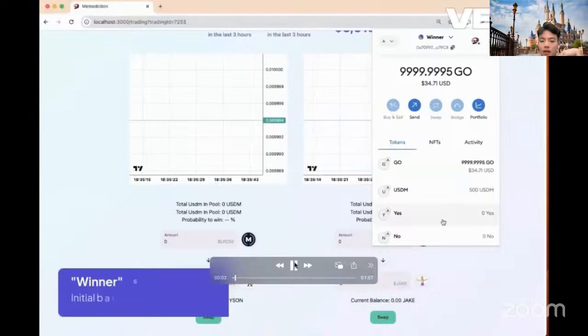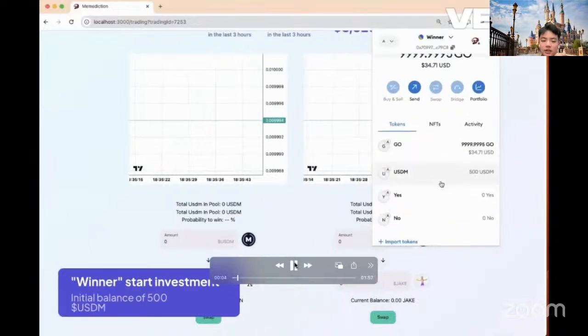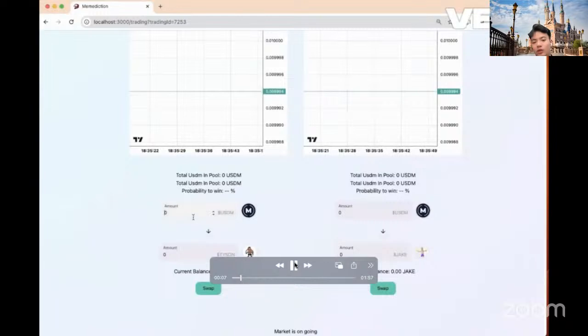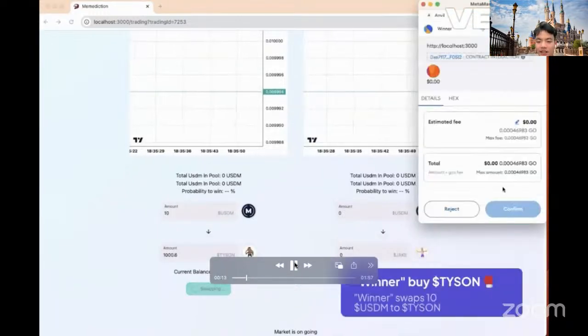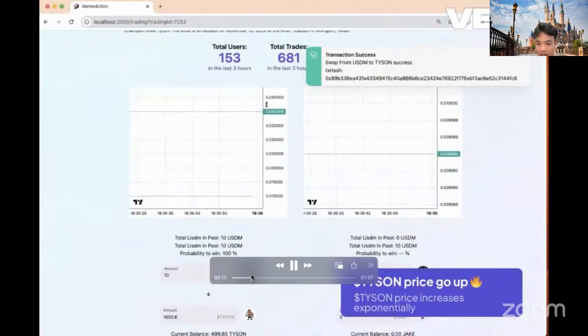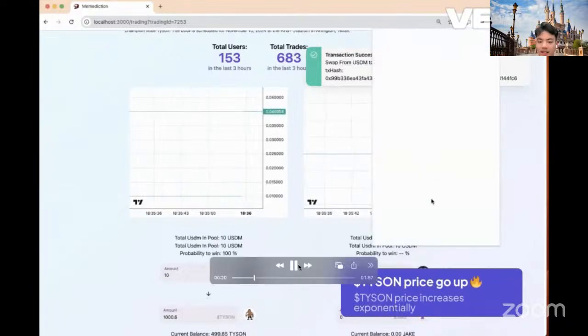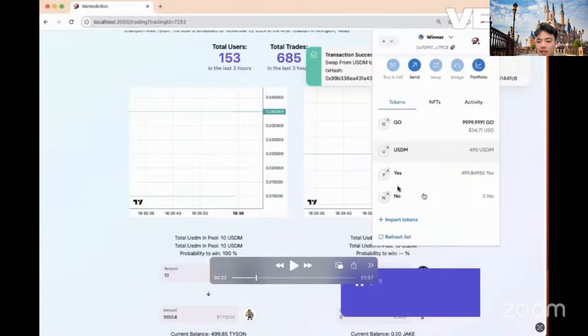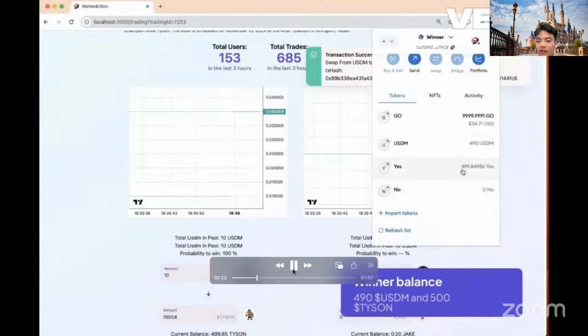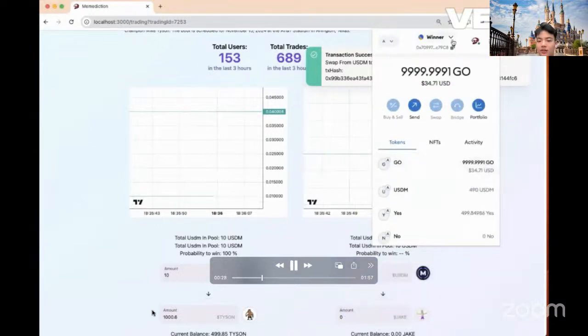In this short demo, we have two users, a winner and a loser. There are two tokens, Tyson and Jake. Tyson will be the winning side, so the user will buy Tyson. As you can see, the transaction is happening. Once the user buys Tyson, the price will go up. You can see that the yes token, which is Tyson here, is received by the winning trader, and the USDM, which is the stablecoin, goes down in amount as per the amount shown here, 10 and 1,000.